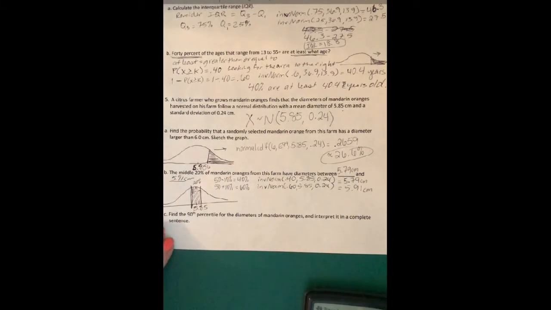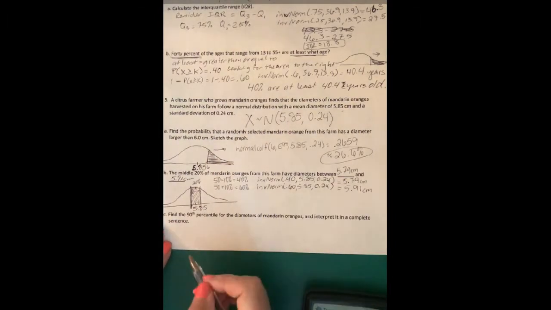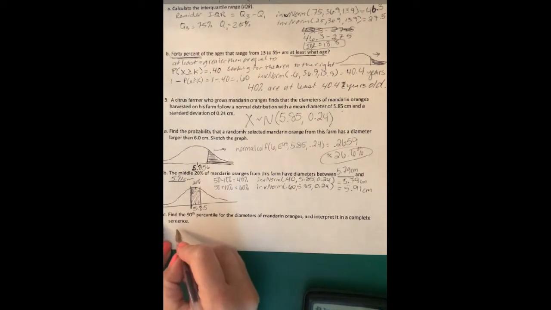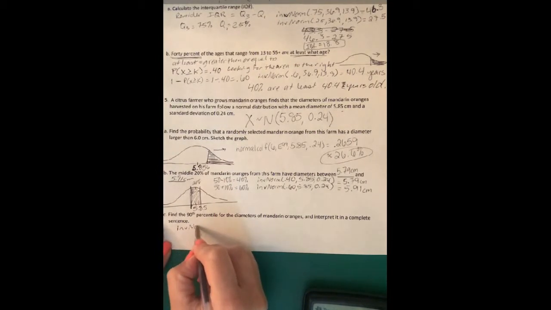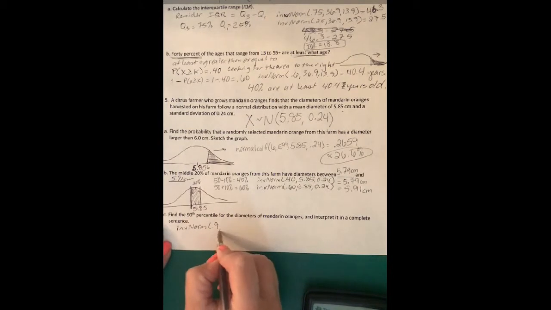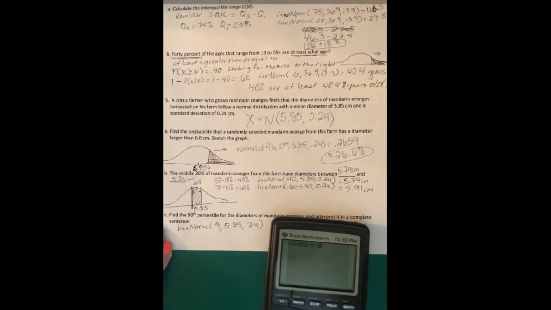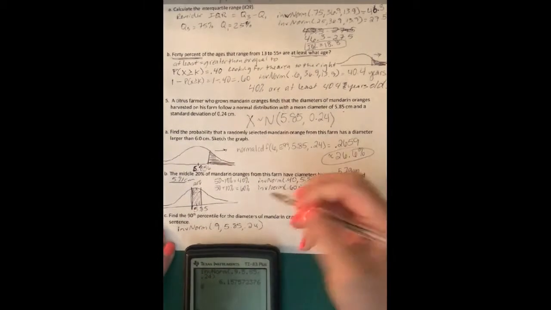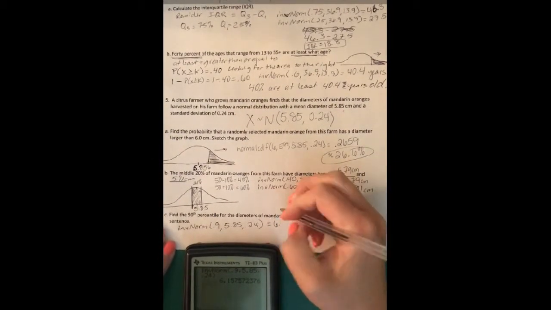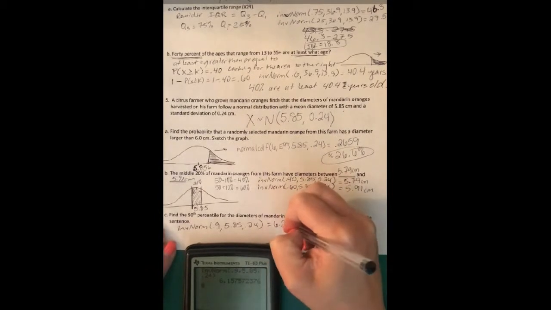Let's look at this last one. C says find the 90th percentile for the diameter of mandarin oranges and interpret it in a complete sentence. This one is as straightforward and easy as it sounds. Inverse norm of 0.9, 5.85, 0.24. Let's go ahead and plug this into our calculators and see what we get for this. We get a value of 6.2 centimeters.